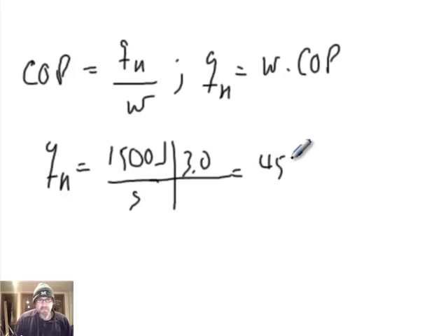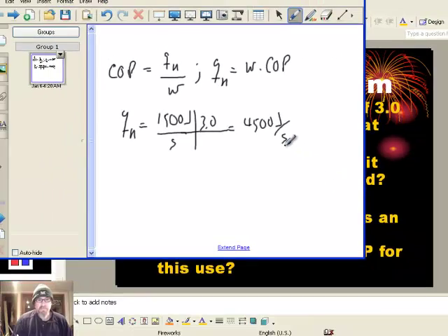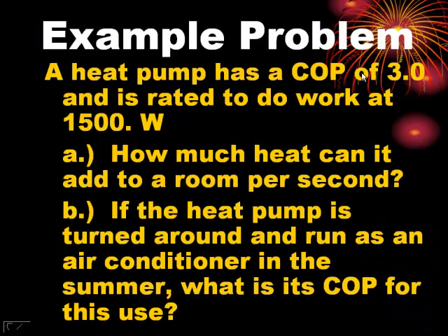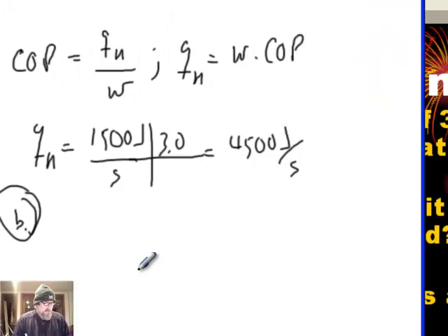So that gives us 4500 joules per second. So in a second's time, 4500 joules could be moved into the room. Here's the next question. If the heat pump is turned around and run as an air conditioner in the summer, and this works with heat pumps, you can actually do this, what is the coefficient of performance for this use as an air conditioner?